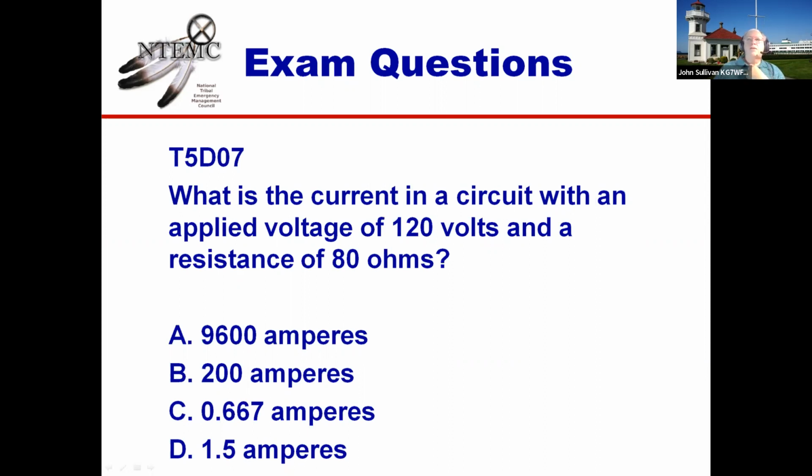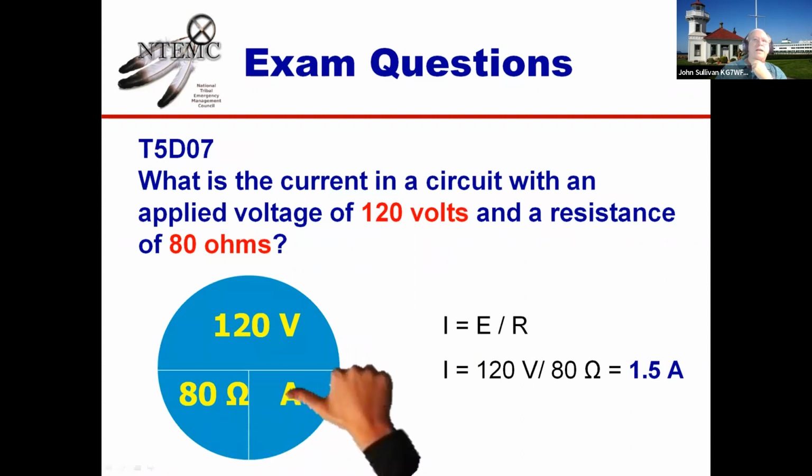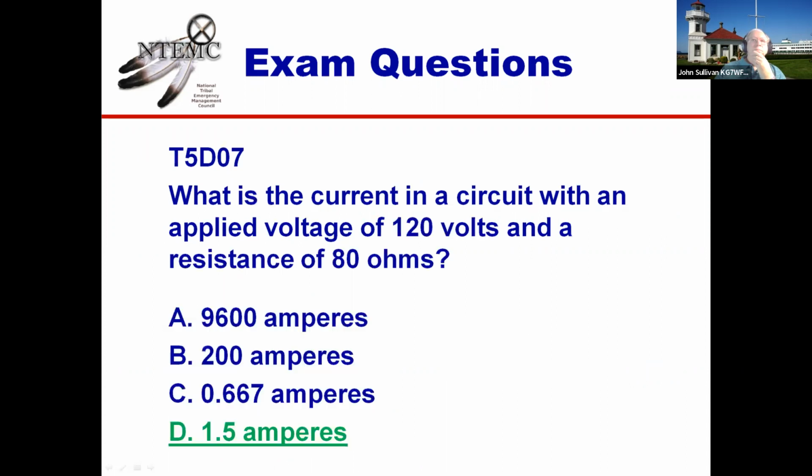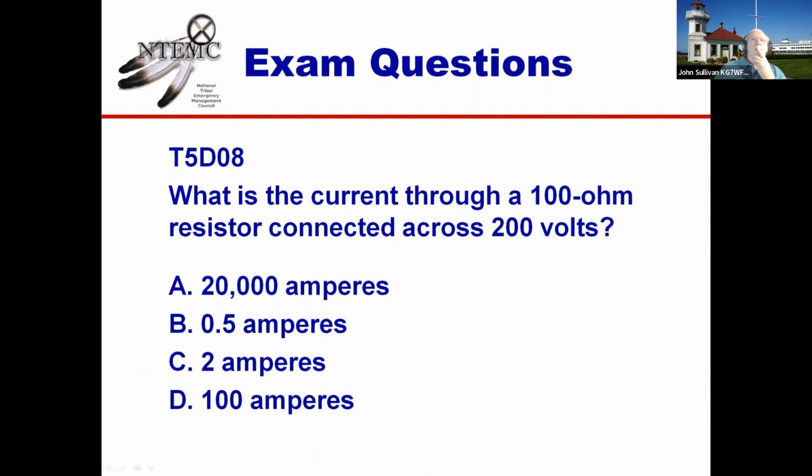What's the current in a circuit with an applied voltage of 120 volts and a resistance of 80 ohms? This time we're looking for current, right? So we put our thumb over the I. Over the amps current, we're going to have 120 volts over 80 ohms. That comes out to be 1.5 amps. That's the answer.